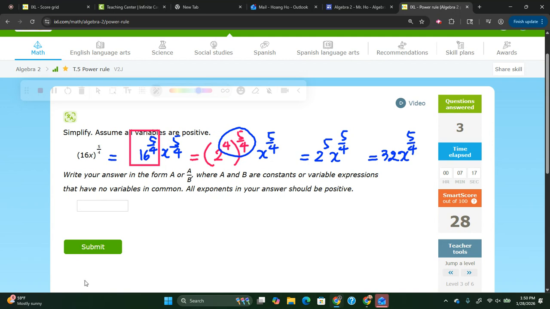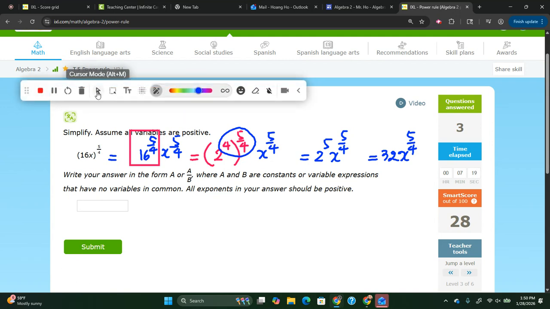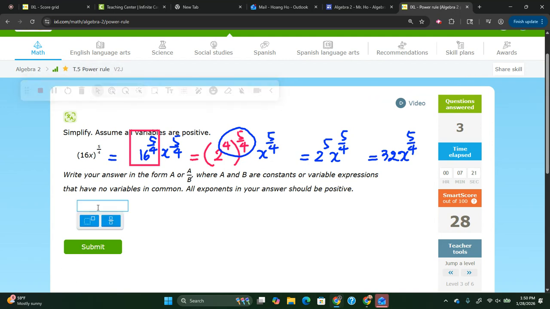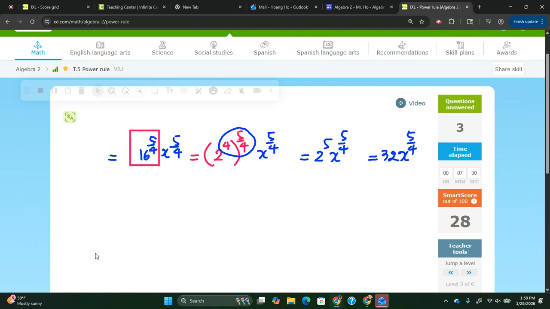So I put it in, 32 x power 5 over 4. Submit. Voila.